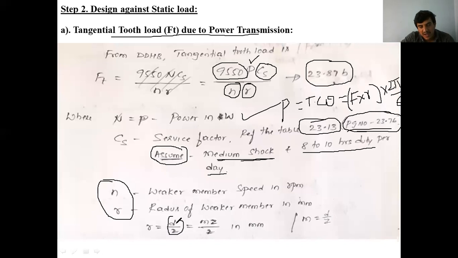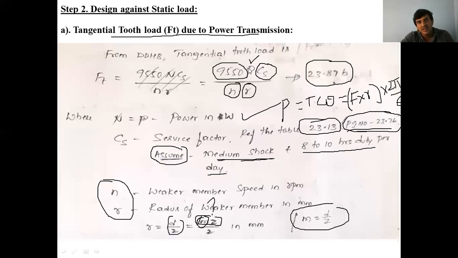Again, what is the pitch diameter? We don't know, that is in general what we write here. We know the module is equal to d by z. From this, d is equal to m into z, so R is m into z divided by 2. Okay, this is the design against static load. In the first step, determine the tangential tooth load due to power transmission. In this, the module is the unknown.